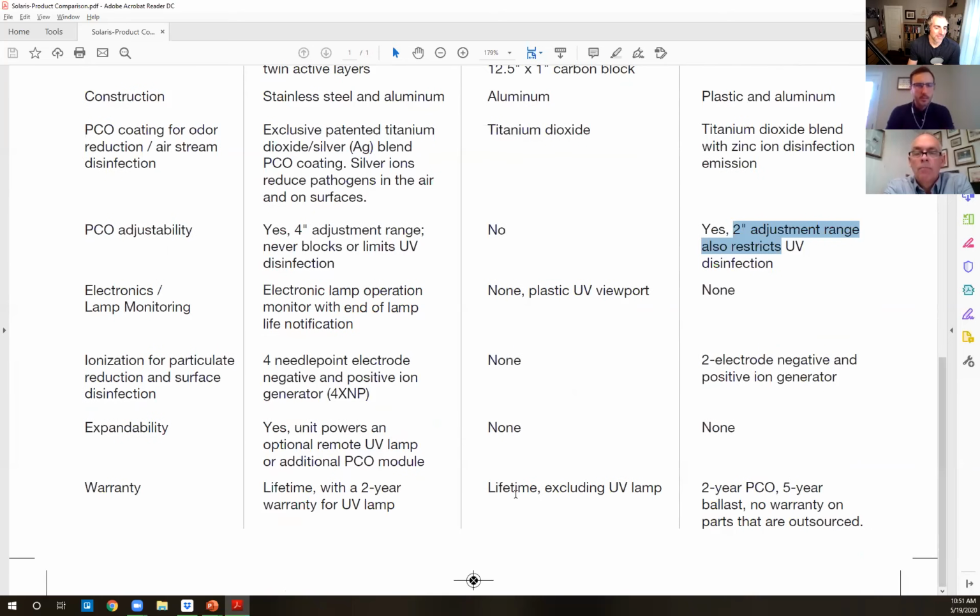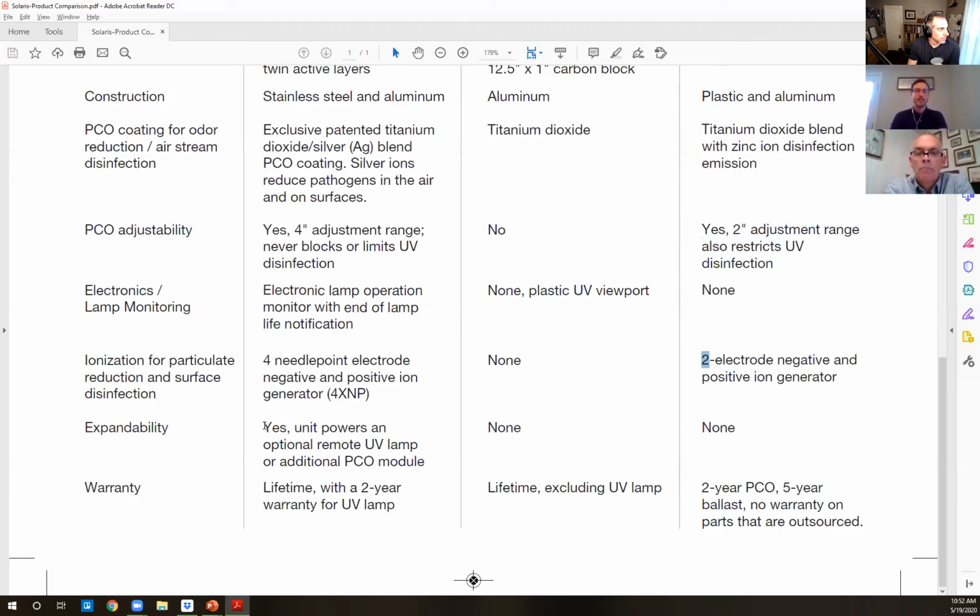As far as electronics and lamp monitoring goes, we do have an electronic lamp operation monitor with end of lamp life notification. They do not have one that we're aware of that notifies you when the lamp life is over. Ionization for particulate reduction and surface disinfection: we do have a 4 needlepoint electrode negative and positive ion generator. They have a 2 electrode negative and positive ion generator.